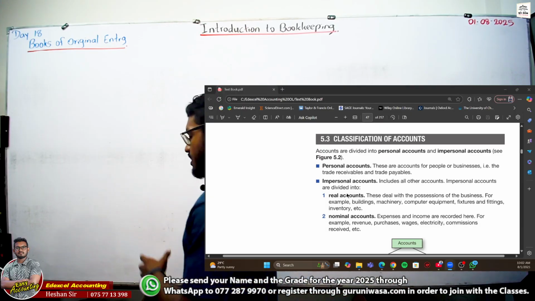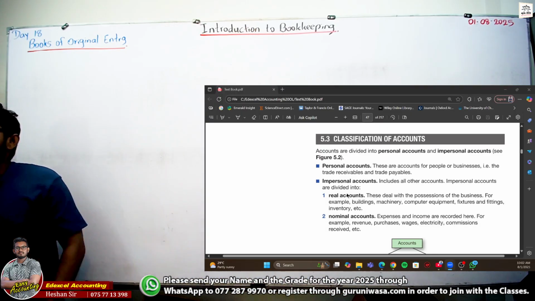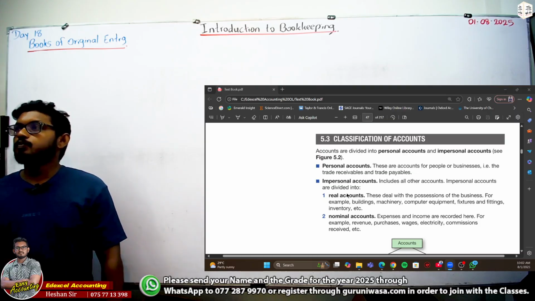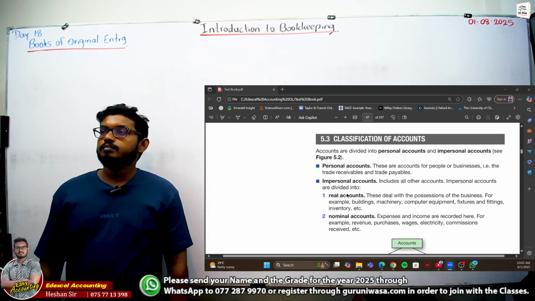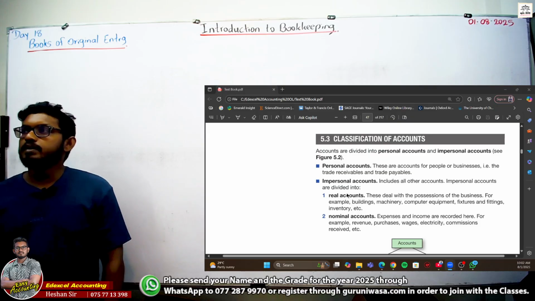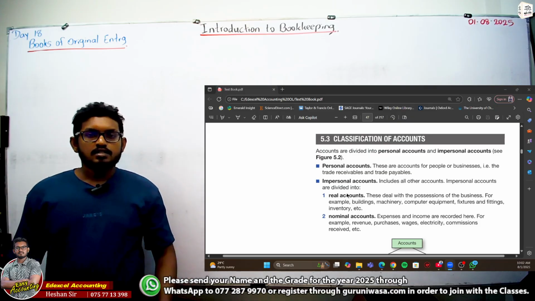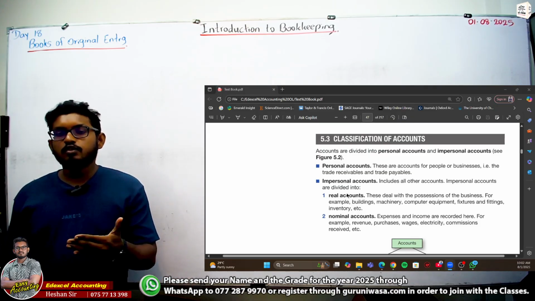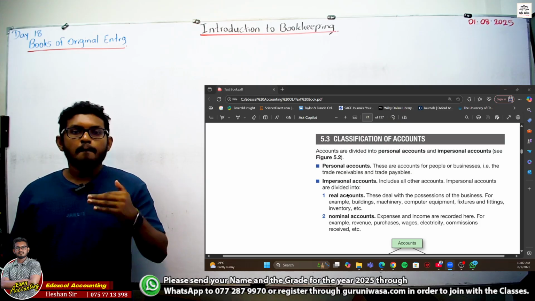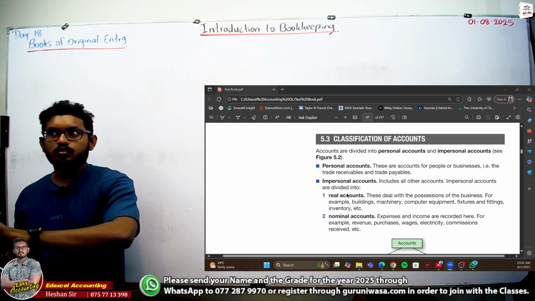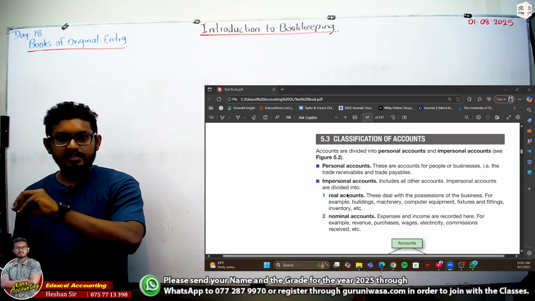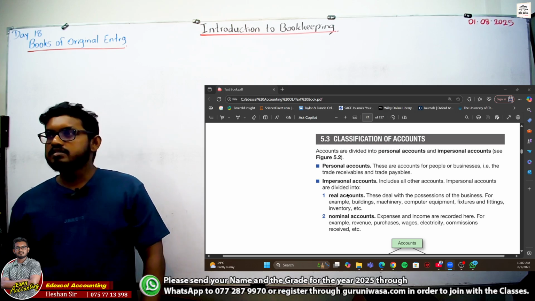Classification of accounts. I have done this part as well previously. Accounts are divided into personal accounts and impersonal accounts. Personal accounts are the accounts of people or businesses. Hope you can remember, when we purchase goods from Amal, we record purchases account debit, Amal's account credit, right? So Amal is a creditor, so that is a personal account.